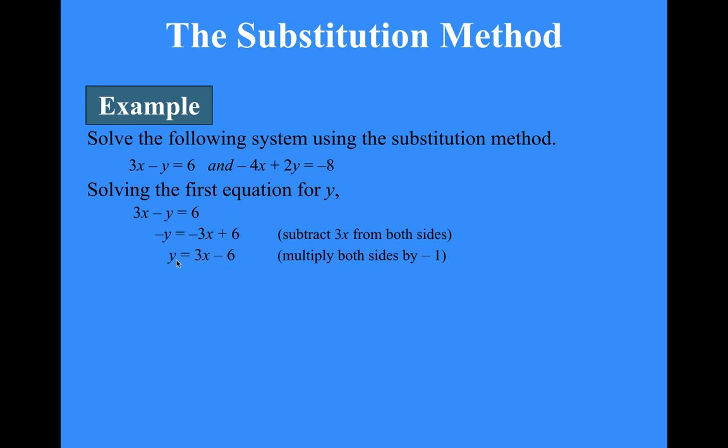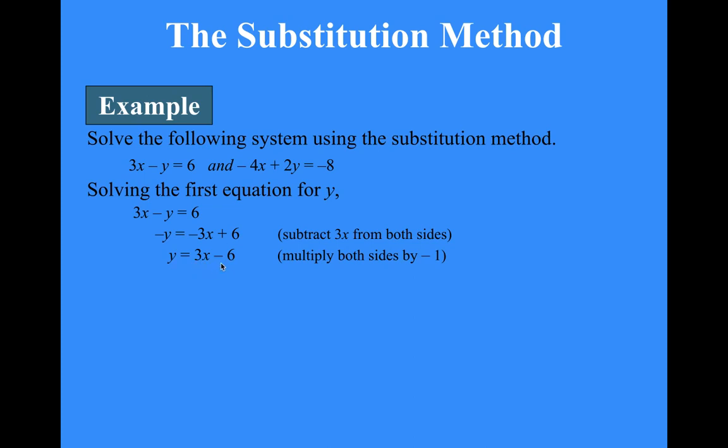Okay, so anywhere that I see a y in the second equation, the one that we didn't change, we're going to take this value of 3x minus 6 and we're going to substitute it or plug it in for y. So if I look closely, here I have negative 4x. I'm not going to change anything here. Then I have plus 2 times y. Well, we just said that y is the same thing as 3x minus 6.